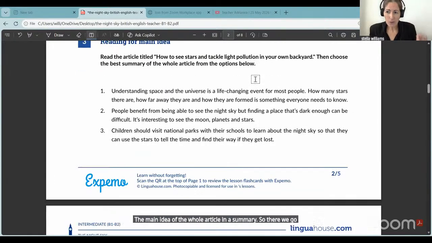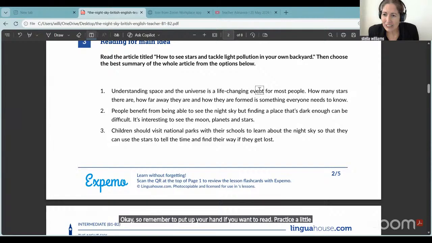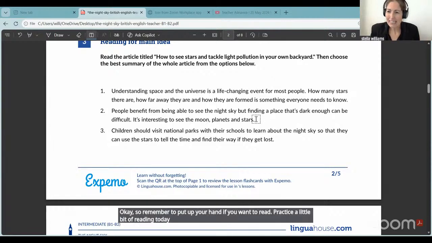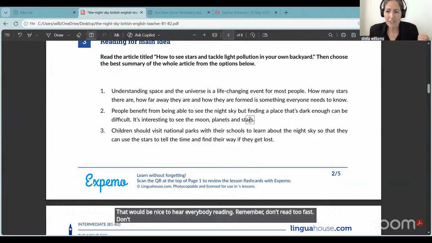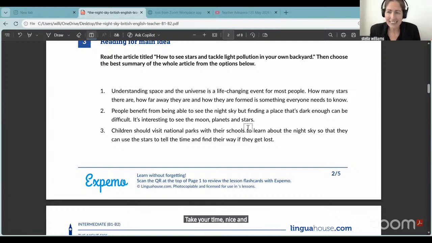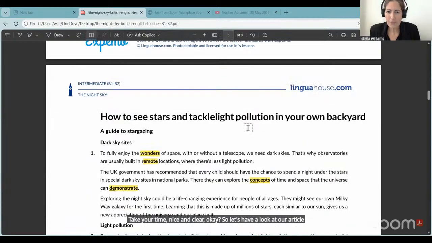Those are our options. Okay, so remember to put up your hand if you want to read. Practice a little bit of reading today. It will be nice to hear everybody reading. Remember, don't read too fast. Don't be in too much of a hurry. Take your time, nice and clear. Okay, so let's have a look at our article. Okay, there we go.